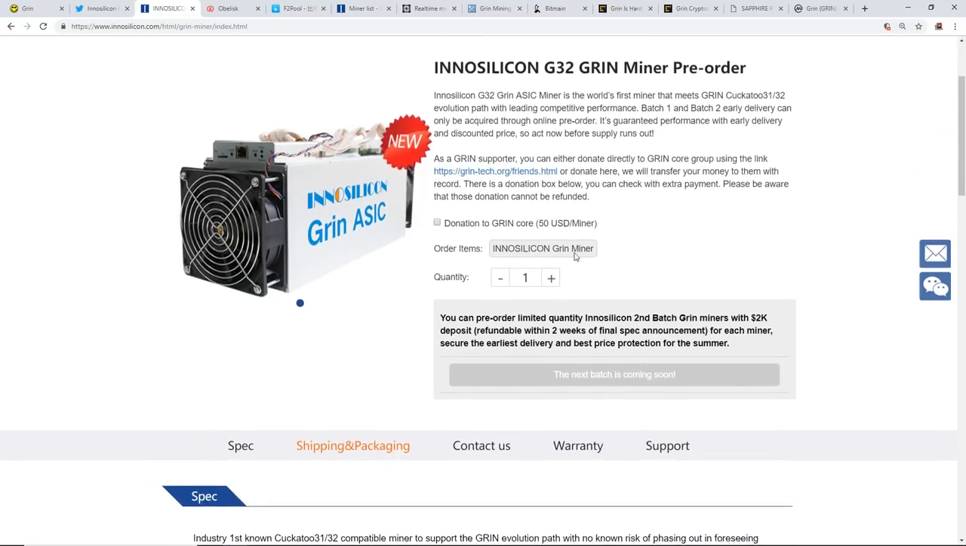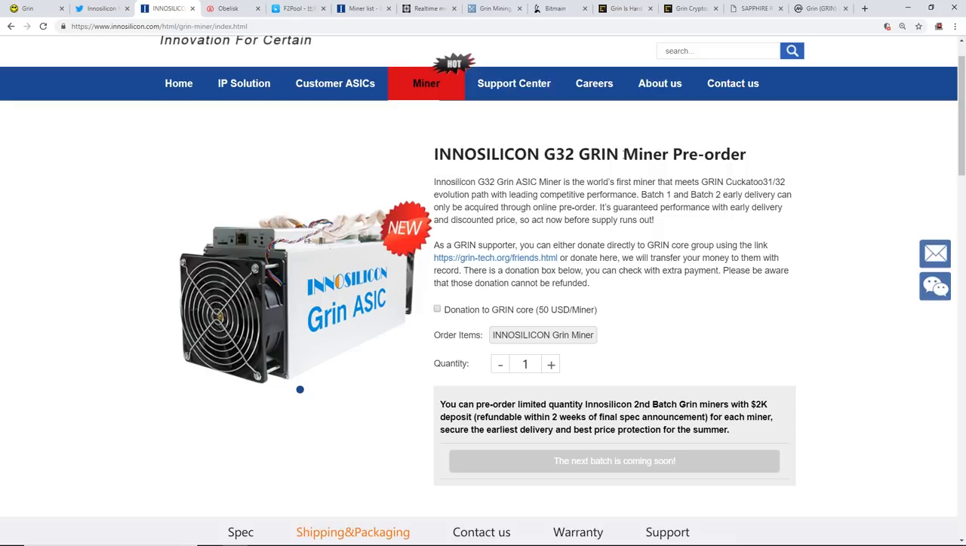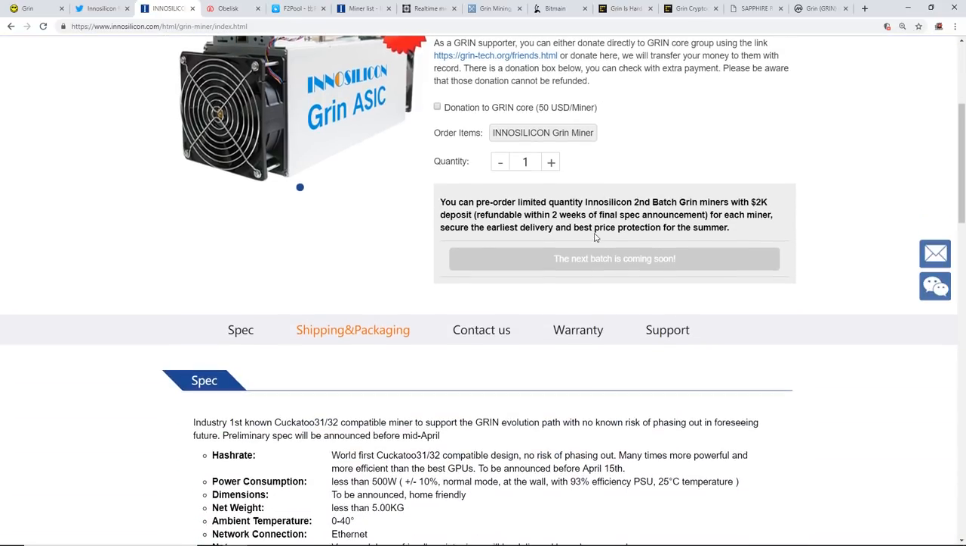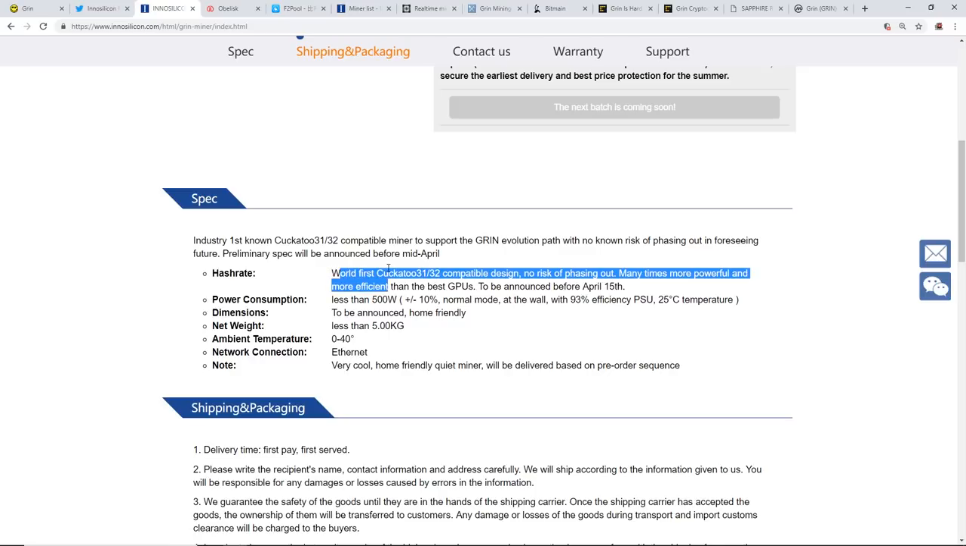Just looking at this, they have a Grin ASIC on pre-order. As you can see here, it's the world's first Cuckatoo 31/32 compatible design, apparently. No risk of phasing out. Many times more powerful and efficient than the best GPUs, which I'm assuming because the RTX 2080 Ti, I believe, gets 2 or 3 graphs. I'm not sure. The 1080 Ti gets about 1 to 2 graphs, I believe. And they said they will be announcing this on April 15th. As of making this video, it's April 11th, and you guys will be seeing this the next day.